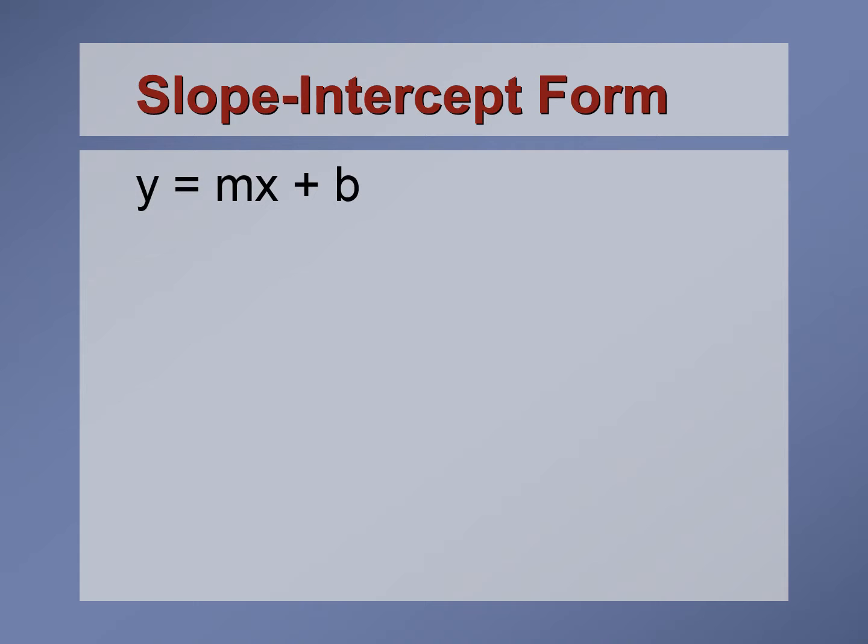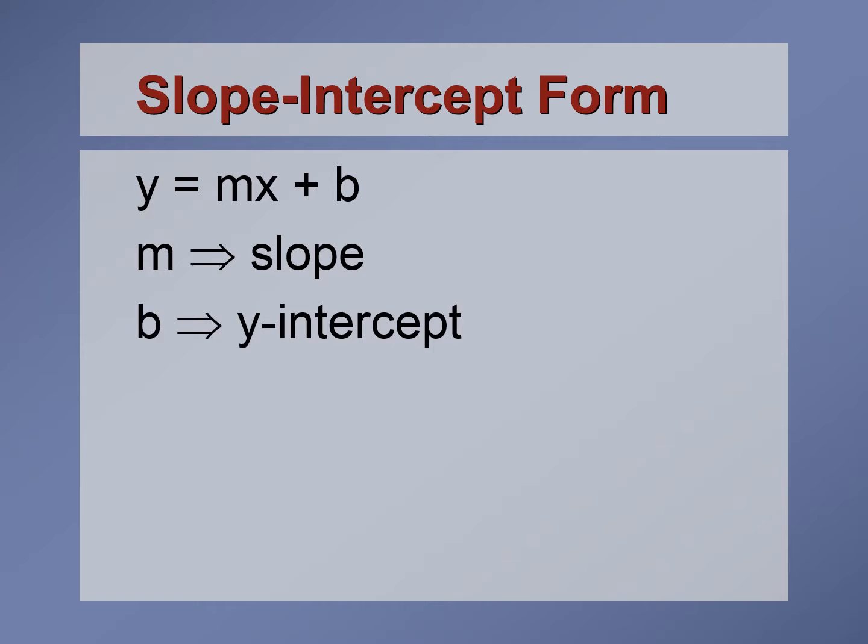This is in the form y equals mx plus b, where y is completely solved for, x has a value next to it, and then you have a constant term by itself, the b value. The m, or the number that appears in front of your x variable, is what we consider the slope of our line. The b value, which is the constant number by itself, is what we call the y-intercept.